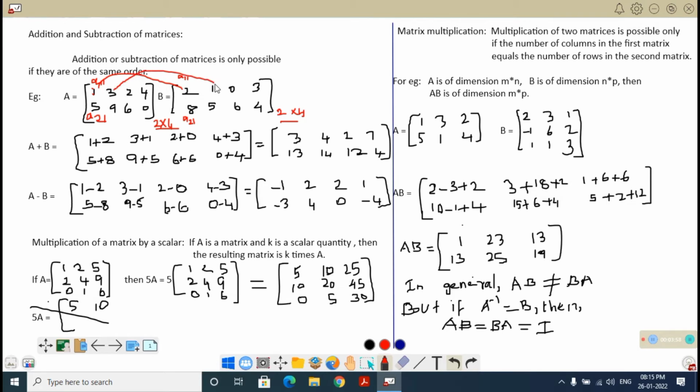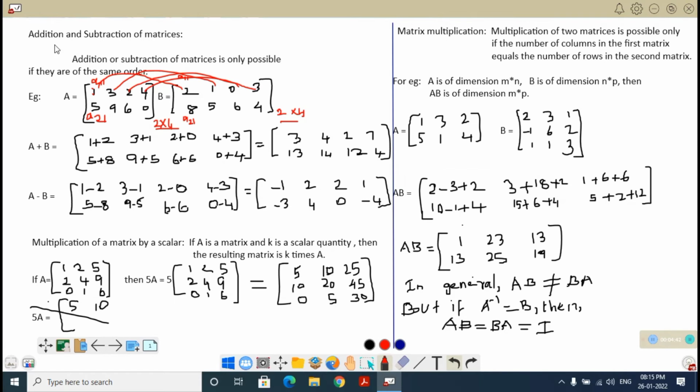Simple. Similarly, for the second row also, 5 minus 8, 9 minus 5, 6 minus 6, 0 minus 4. So while subtracting the two numbers, you have to keep in mind the importance of the negative symbol. So 1 minus 2 is negative 1, 3 minus 1 is 2, 2 minus 0 is 2, 4 minus 3 is 1, 5 minus 8 is negative 3, 9 minus 5 is 4, 6 minus 6 is 0, and then 0 minus 4 is minus 4.